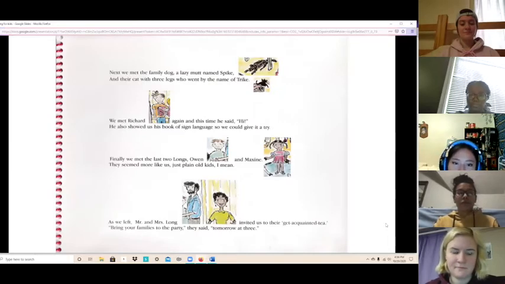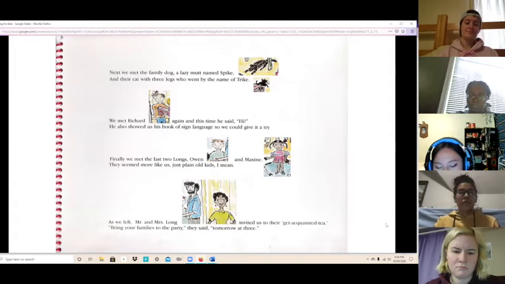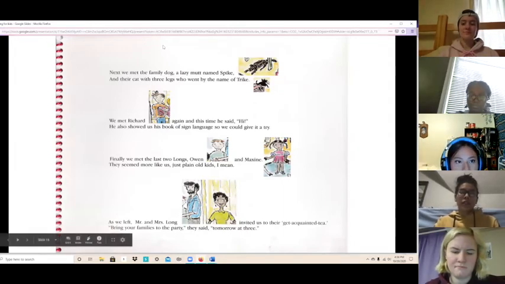Next, we met the dog, a lazy mutt named Spike, and their cat with 3 legs who went by the name of Trike. We met Richard again, and this time he said, "Hi." He also showed us his book of sign language so we could give it a try. Finally, we met the last 2 Longs, Owen and Maxine. They seemed more like us, just plain old kids, I mean. As we left, Mr. and Mrs. Long invited us to their get acquainted tea. "Bring your families to the party," they said, "tomorrow at 3."